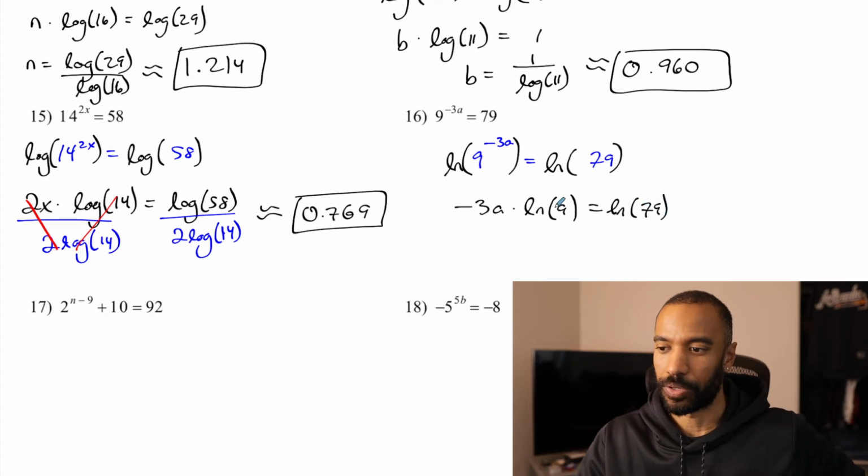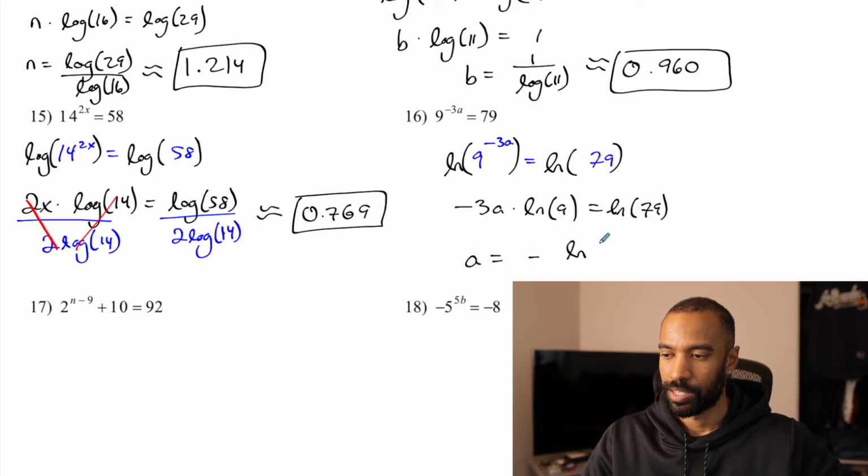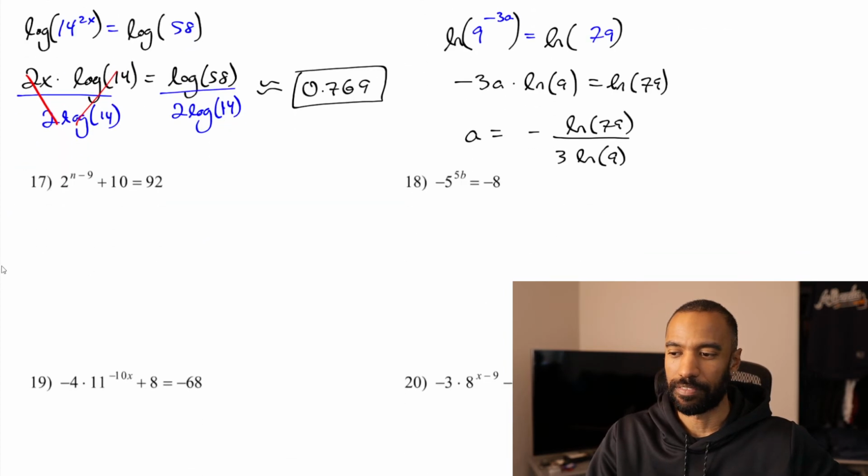I was going to say natural log. And we're going to divide both sides by negative 3 times natural log of 9. So that's a equals natural log of 79 over negative 3 times natural log of 9. Who cares where that negative goes? The point is the answer will become negative as a result of that.